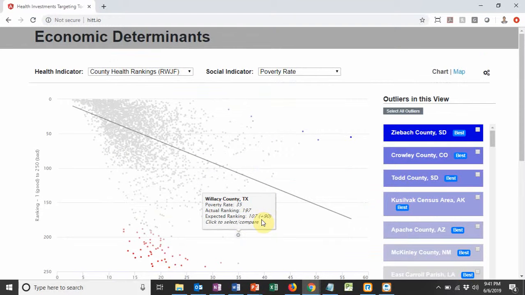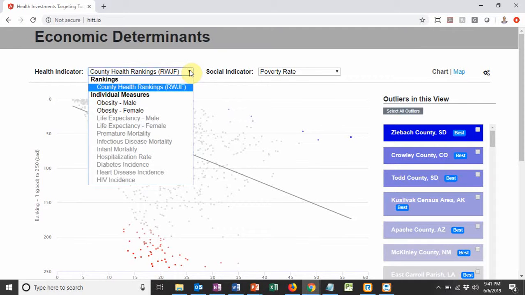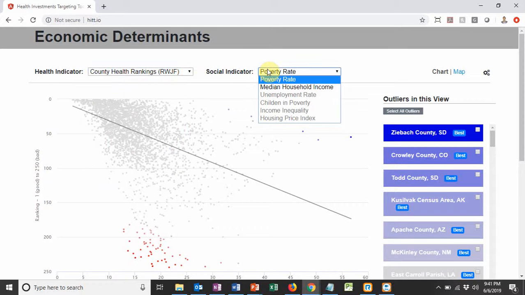What we're viewing is the economic determinants of the SDOHs. In the prototype, you're able to make adjustments on two axes. On one axis is the health indicator, so this is the outcome. By default we have the county health rankings, but those could be different outcomes, like obesity, life expectancy, or diabetes. On the other axis, we have the social indicator that's driving those outcomes, whether it's poverty rate, unemployment rate, or education.